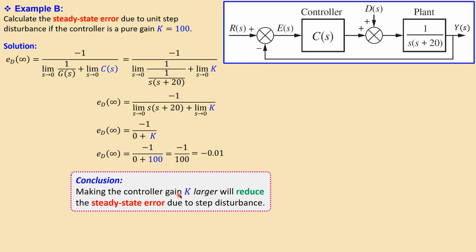Making the controller gain k larger will reduce the steady state error due to the step disturbance. That is a conclusion we can also draw from this situation, because k is now 100, but if that is, for example, 1000, this is then 10 times smaller. If you make it a million, it will be even smaller. So it is inversely proportional to the value of your controller gain. And that is good, because making the gain larger will make the effect of the disturbance smaller. In this case, it will never be zero, but it will be much smaller when you increase your gain.